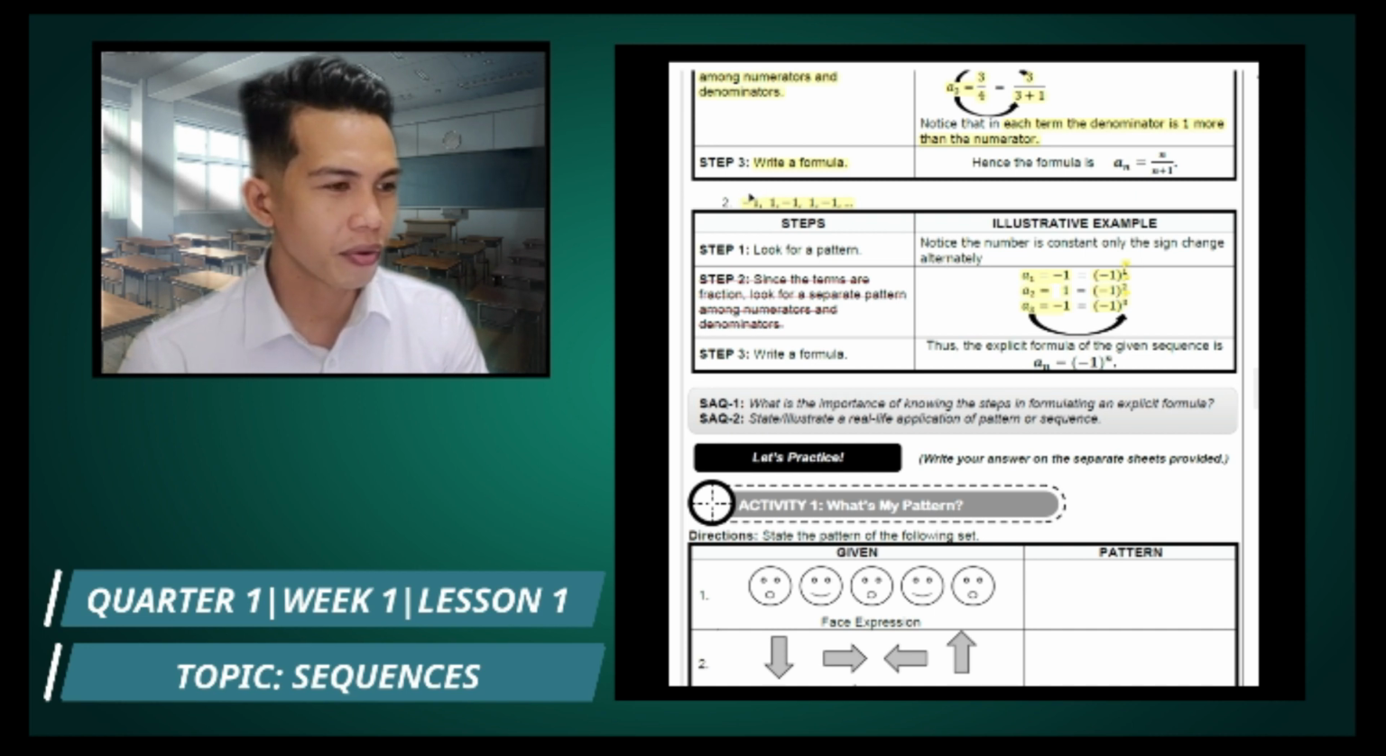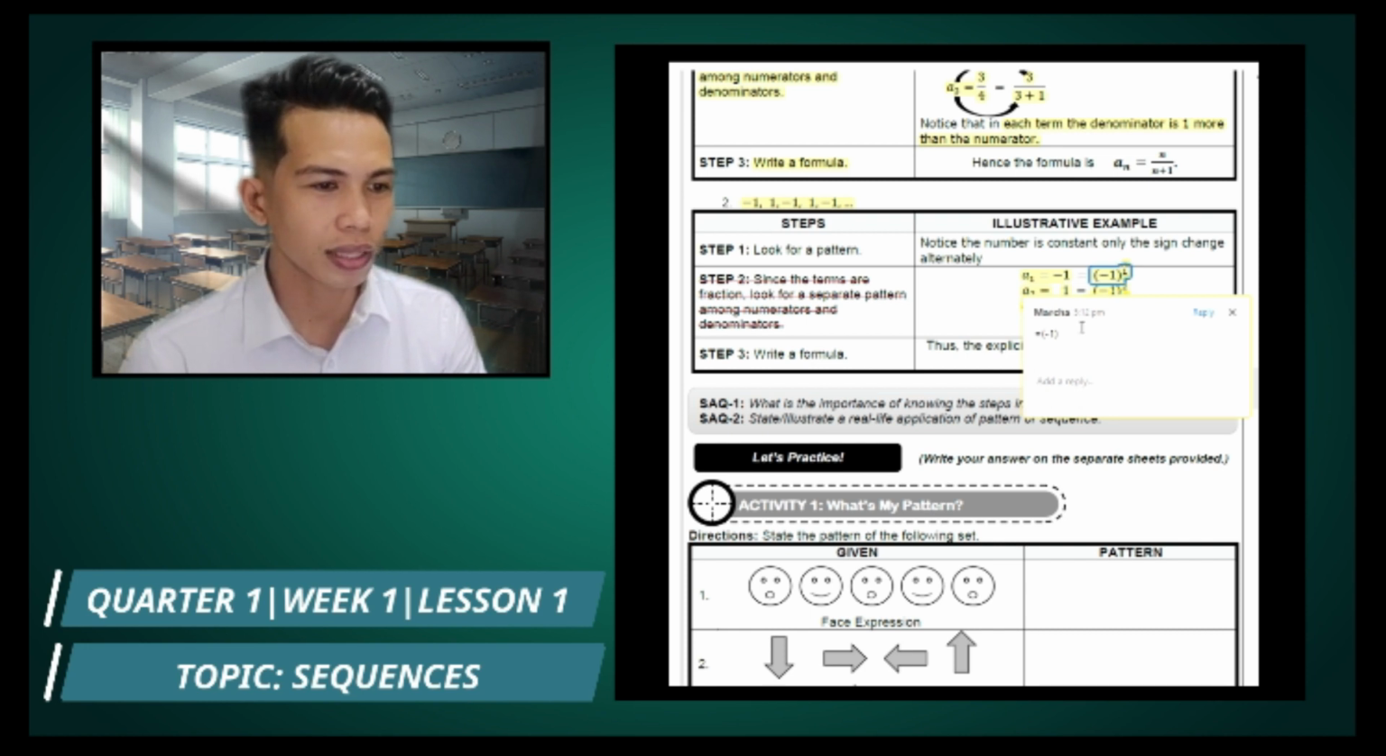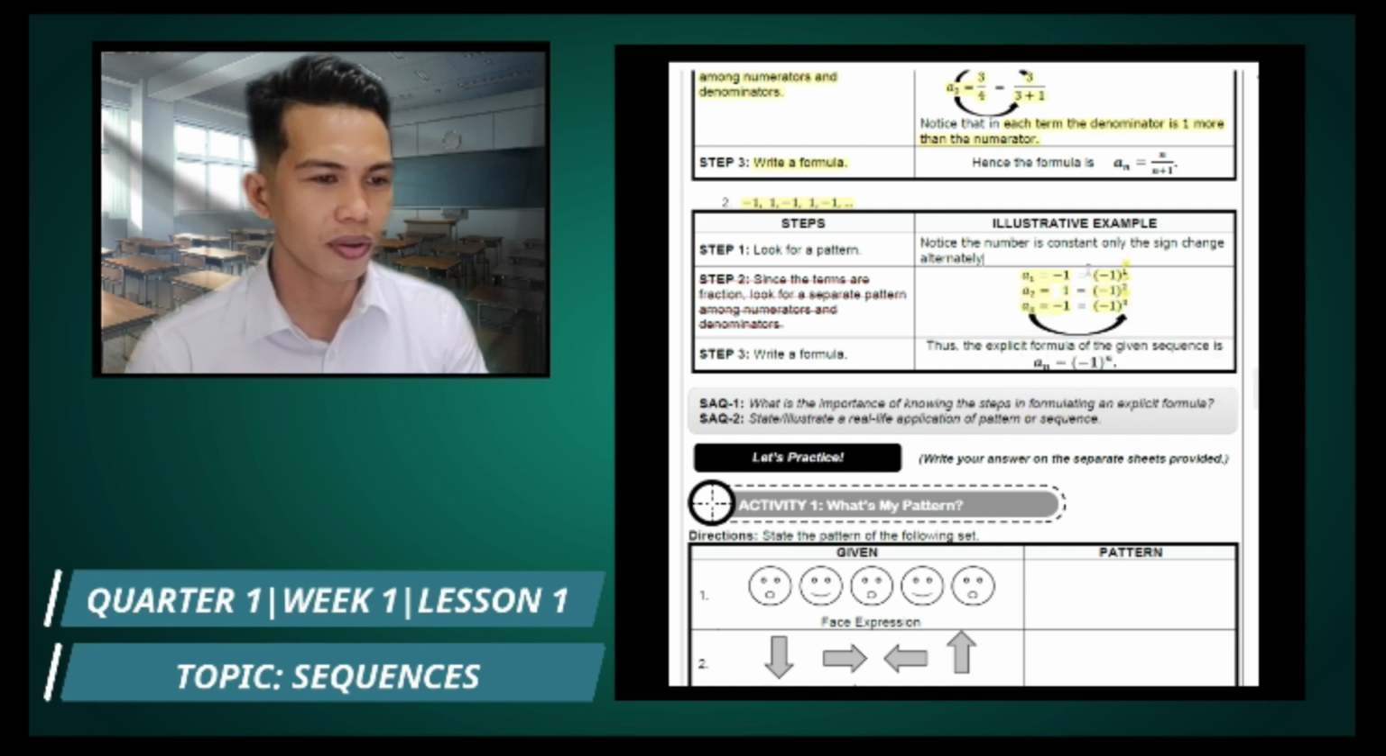The technique here for alternating signs is to write each term in exponential form. So for example, we have our first term, negative 1. If we are going to write this in exponential form, we have negative 1 raised to 1. And if we are going to simplify this, negative 1, in parentheses, removing the parentheses, we have negative 1. So that's equivalent to our first term.